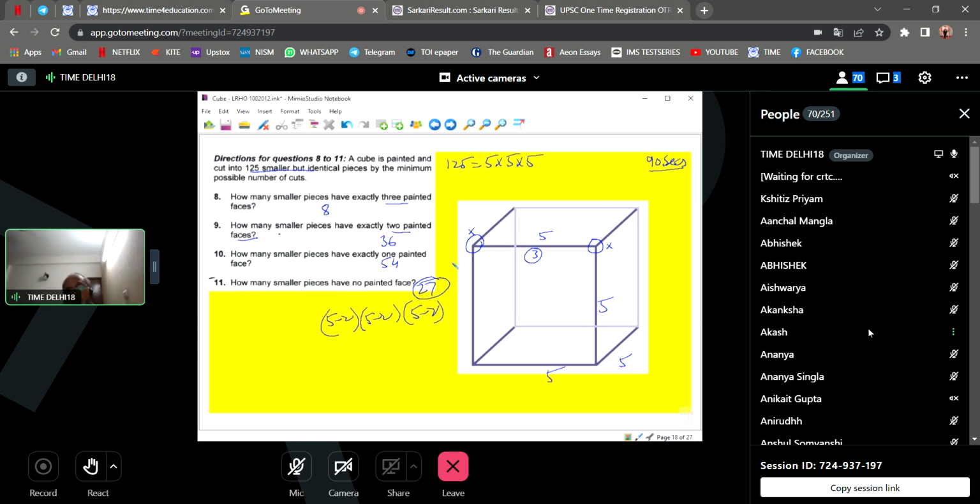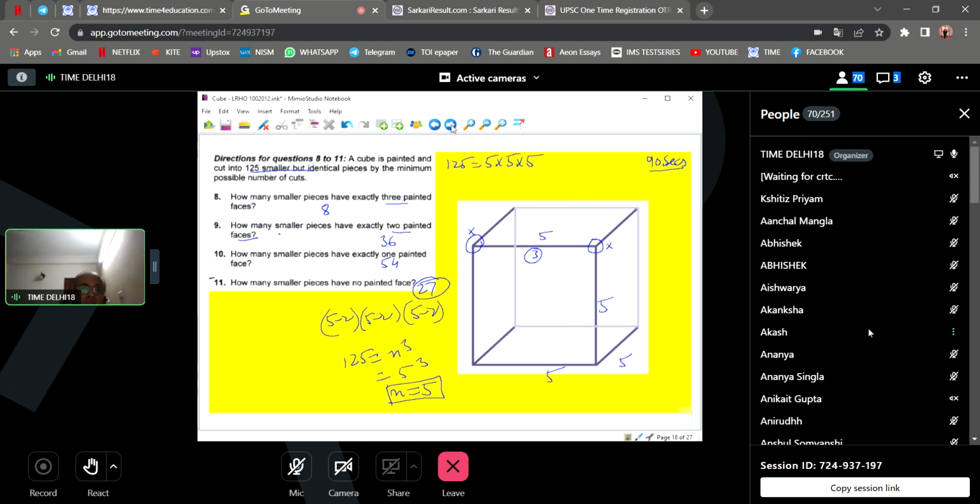Is it fine? We'll do one more set and then we'll close. No, we cannot put 125 directly into n. 125 has to be written as n cube, and this is 5 cube. The value of n is 5, not 125.